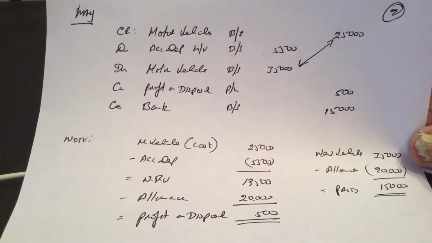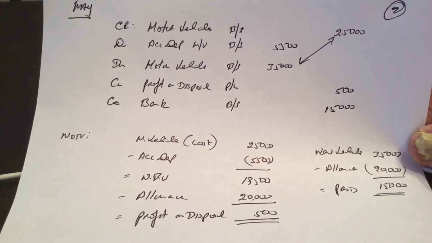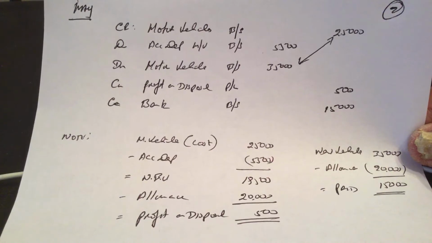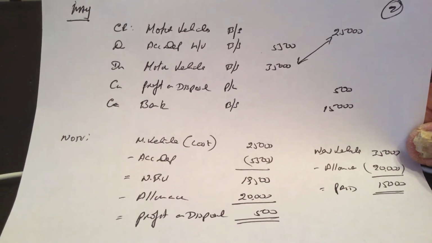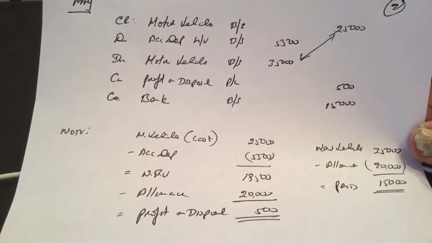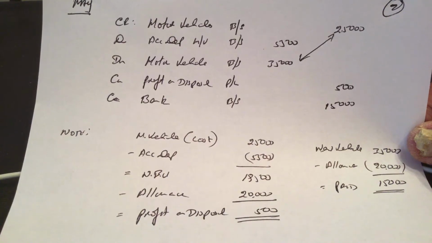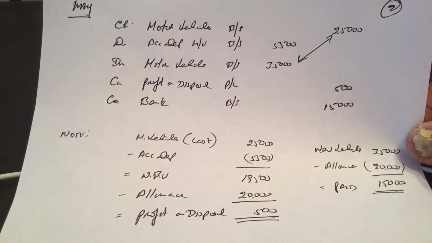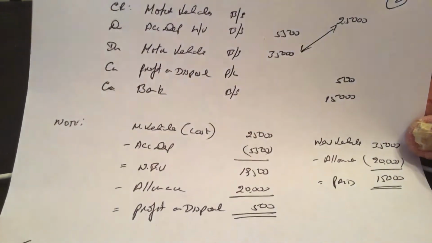We now continue along and look at May. A vehicle which cost 25,000 was traded in against a new vehicle which cost 35,000. An allowance of 20,000 was made on the old vehicle and accumulated depreciation was 5,500. So let's have a look.